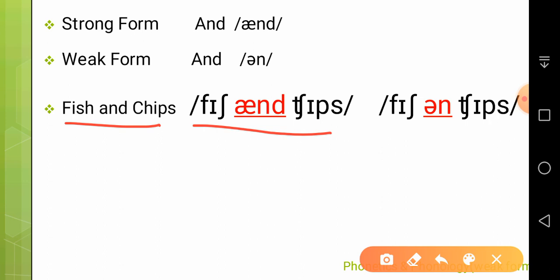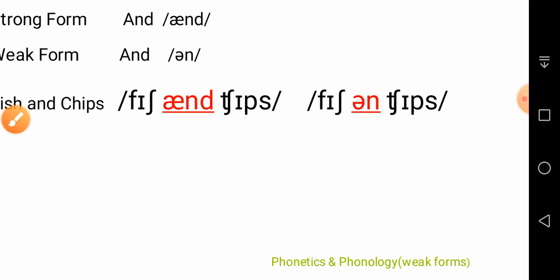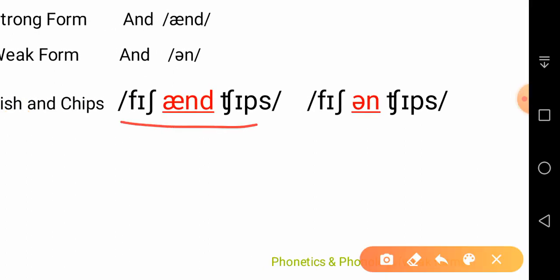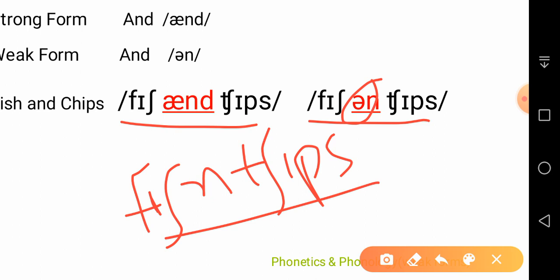How can we turn it into a weak form in connected speech? In connected speech we will never hear this phrase as "fish and chips" with strong forms. It will be "fish'n'chips", see. Sometimes we bring every phoneme together, okay. Now this will become one word, fish'n'chips. I would like to have a plate of fish'n'chips.